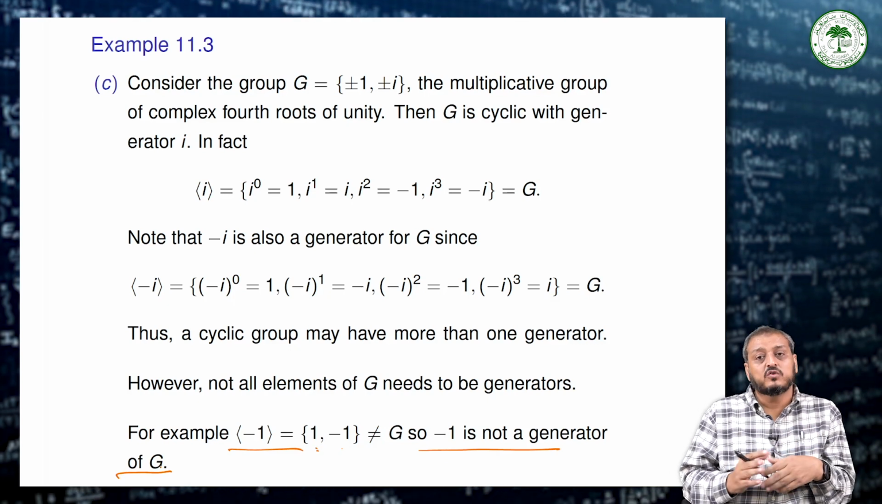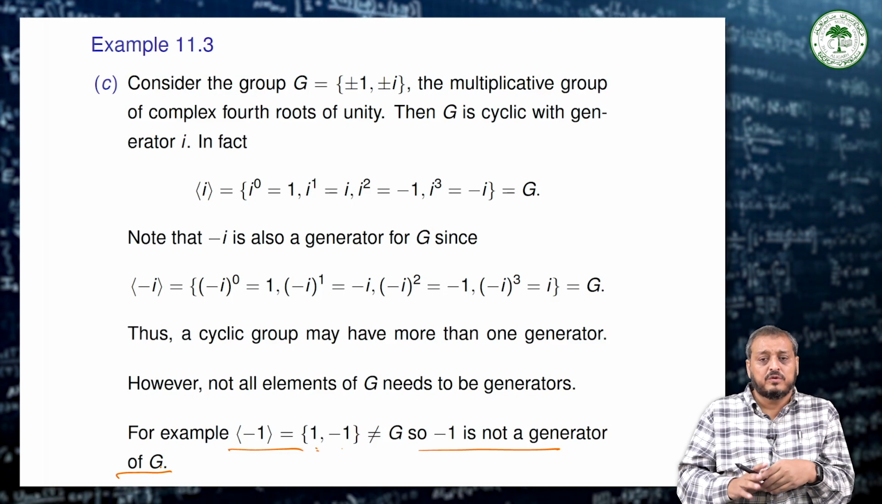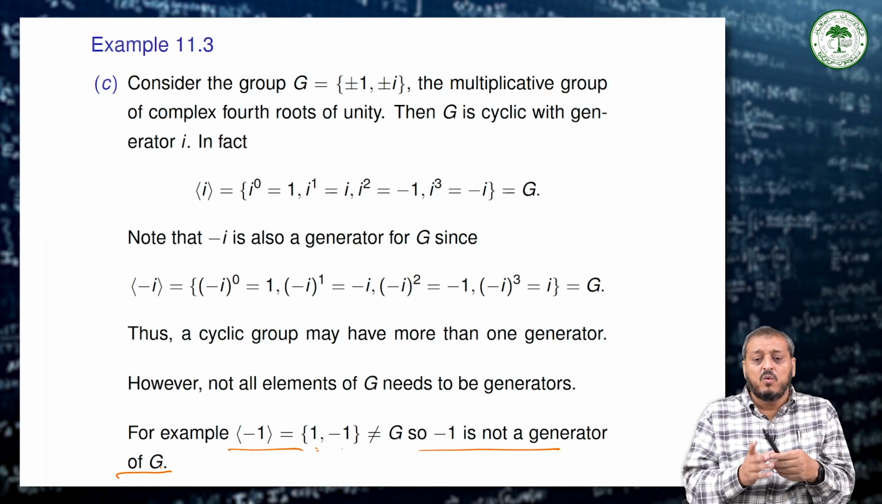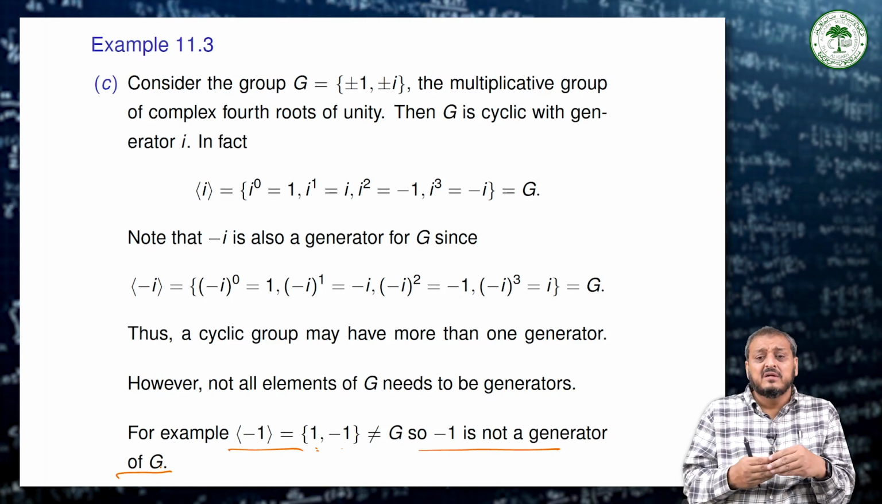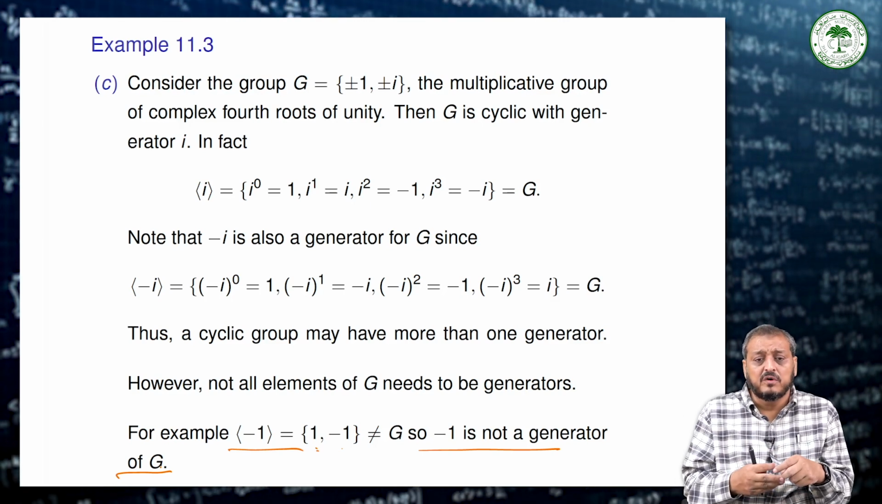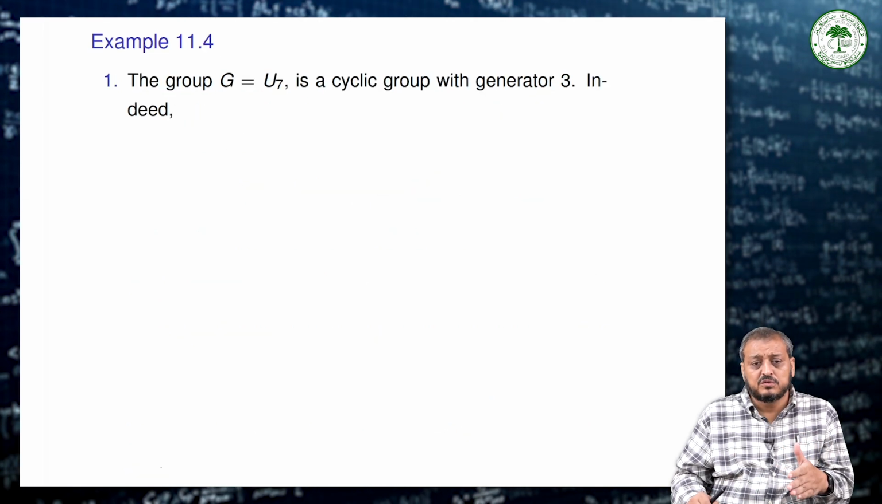Clearly, we can say that 1 is also not a generator of this group. Whatever power of 1 you take, you cannot get i or minus i in this form. Now one more example, and then I have to stop today's lecture.